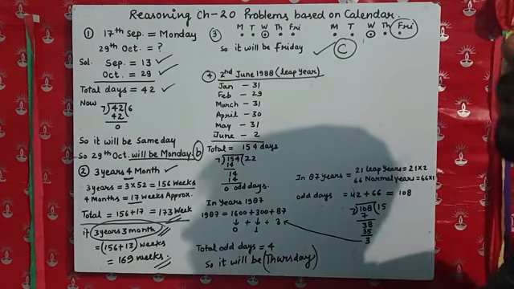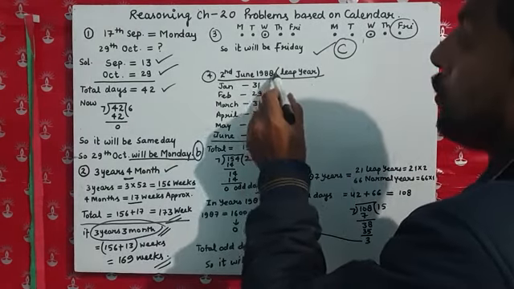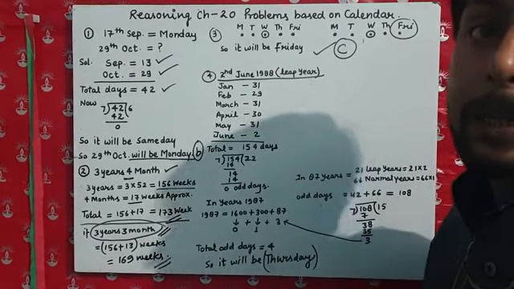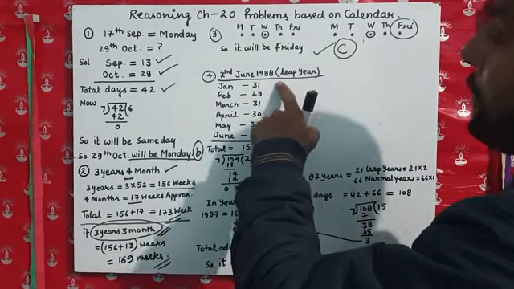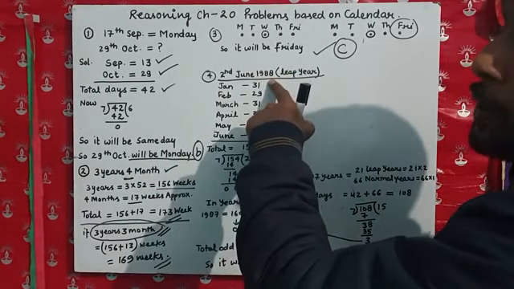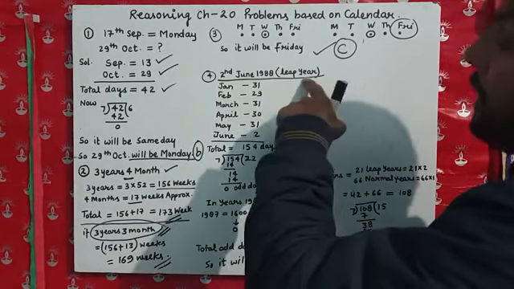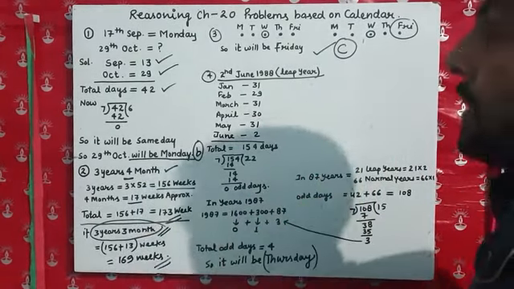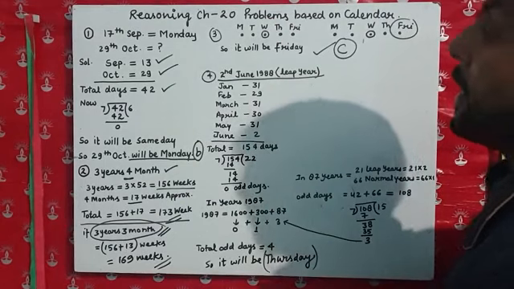First of all, I would like to tell you that if the last 2 digits of the year are divisible by 4, then that will be a leap year. So it is 88, that is divisible by 4, so this is a leap year. Leap year means February has 29 days.